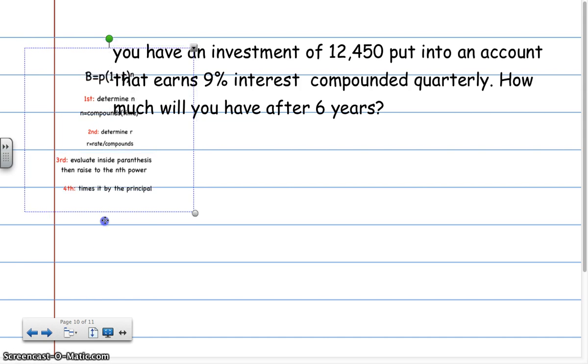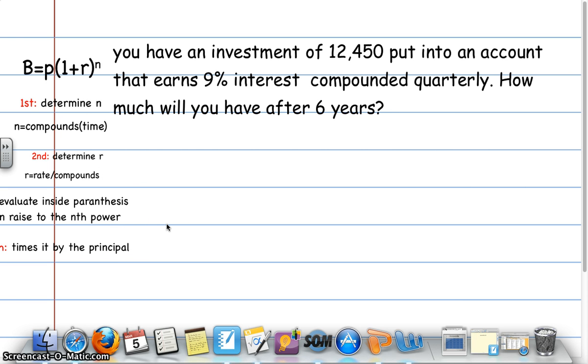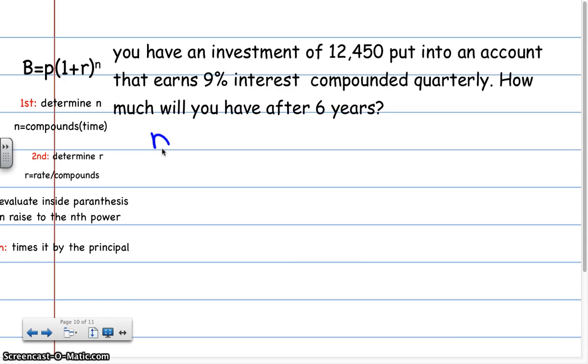I'm just bringing my little step thing over for us to reference when we're ready. All right, so the first thing we're going to do is figure out our n. N is equal to our compounds, which is compounded quarterly. What does quarterly mean? 4. 4 times our time, which is 6, so we get 24.